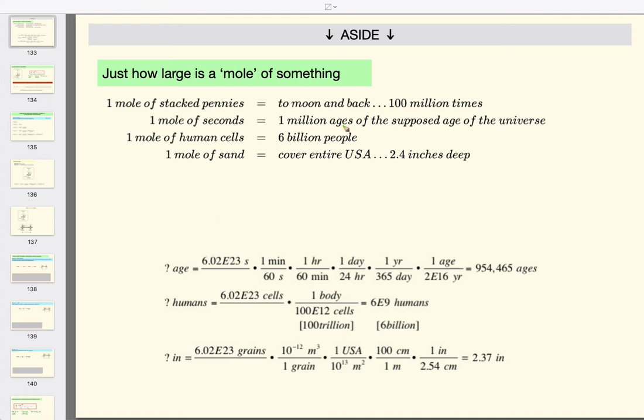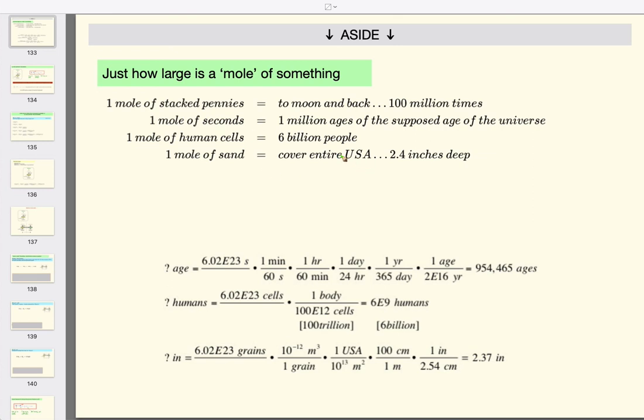If you consider the supposed age of the universe to be 20 billion years, then if you had 1 mole of seconds, you could go back to the beginning of time 1 million times. One of my favorites, if you have 1 mole of human cells, you could make 6 billion people, over 3/4 of the number of people on planet Earth right now. If you had 1 mole of sand, it would cover the entire United States about 2.43 inches deep. That will let you know how large we're scaling up.